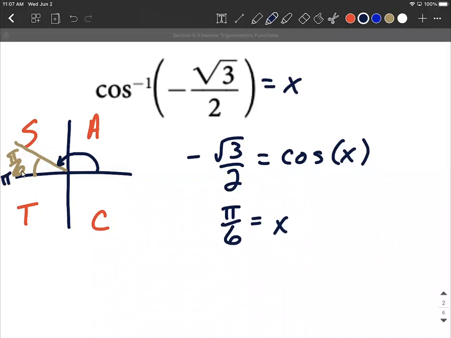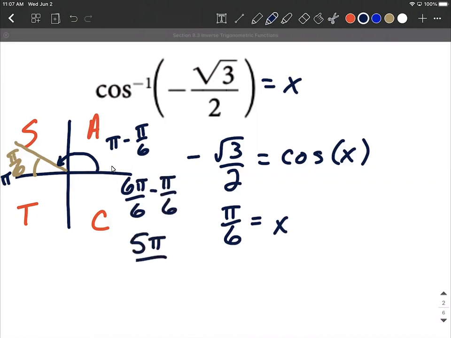Wrapping halfway around the unit circle is pi. So to calculate this angle, we say pi minus pi over 6, which is equivalent to 6 pi over 6 minus pi over 6. We're looking for 5 pi over 6. So instead of using pi over 6, we have to use that as a reference angle into the second quadrant. That's because we're dealing with cosine here as opposed to sine or tangent. Whenever we have cosine of some angle equals a negative ratio on the other side, we use it as a reference angle into the second quadrant.